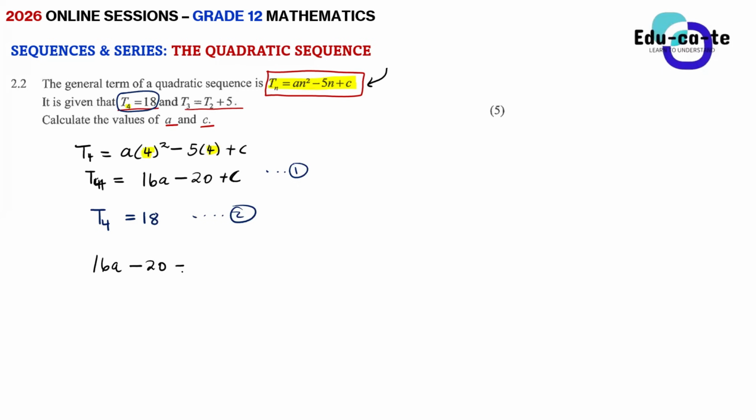And then what, Sam? I transposed the 20 into 18, therefore it's going to be 36. Okay, so 16a plus c is equal to 36, is it? Sorry, 38, sir. Oh, it's 38. Okay, yes, my mistake as well.